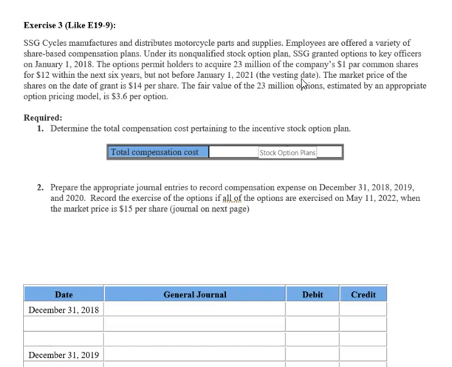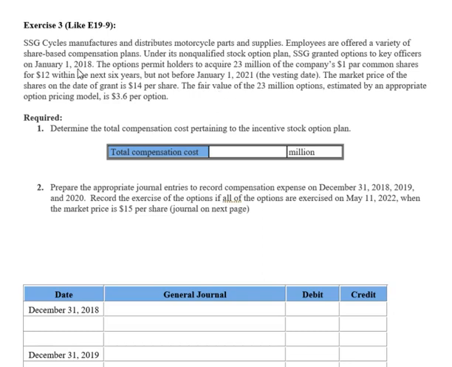Employees are offered a variety of share-based compensation plans under its non-qualified stock option plan. So this is the non-qualified stock option plan. SSG granted options to key officers on January 1st, 2018. The options permit holders to acquire 23 million of the company's $1 par common shares for $12 within the next 6 years, but not before January 1st of 2021.